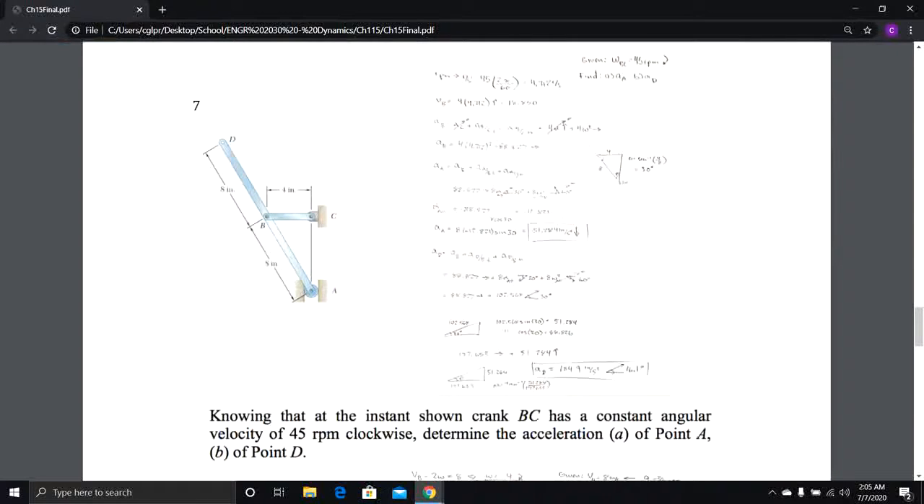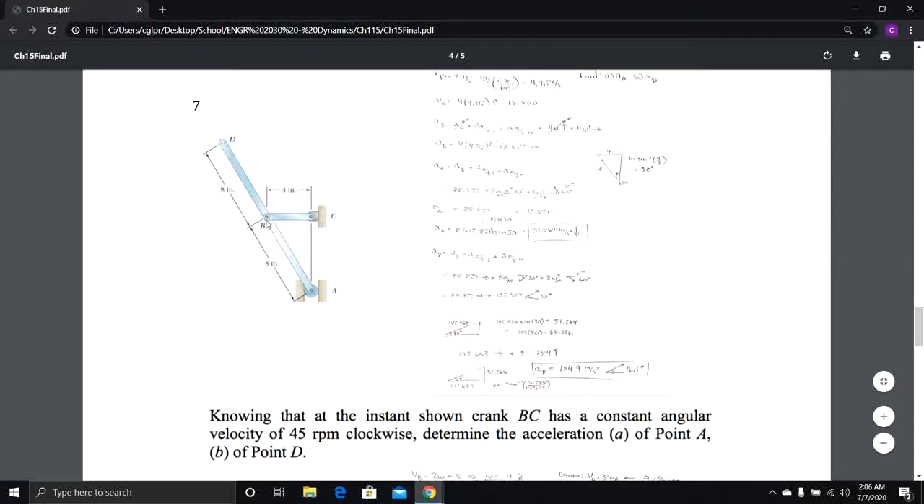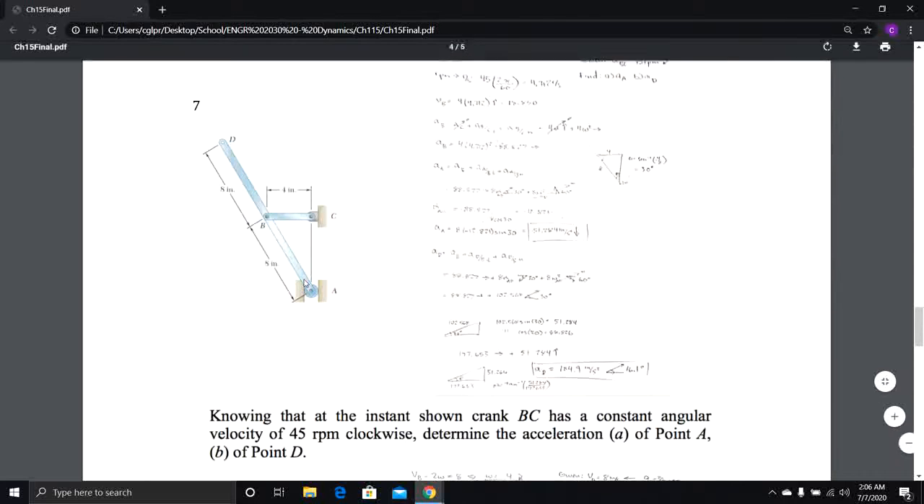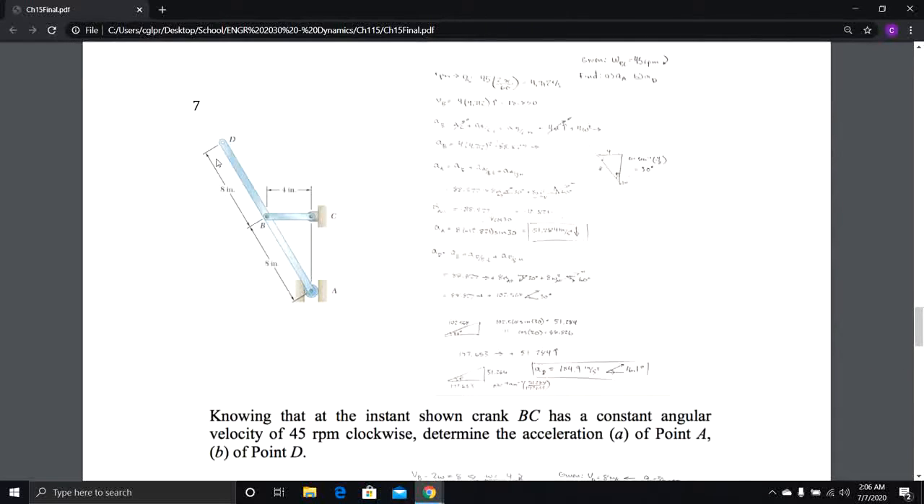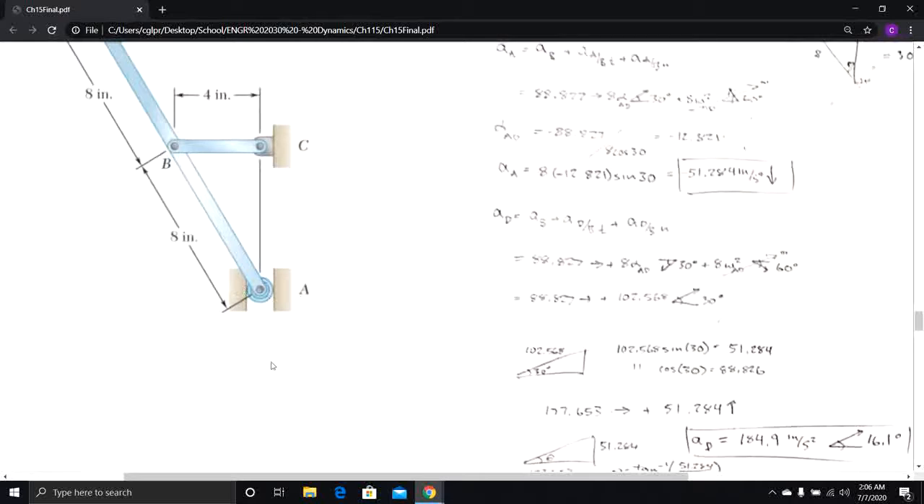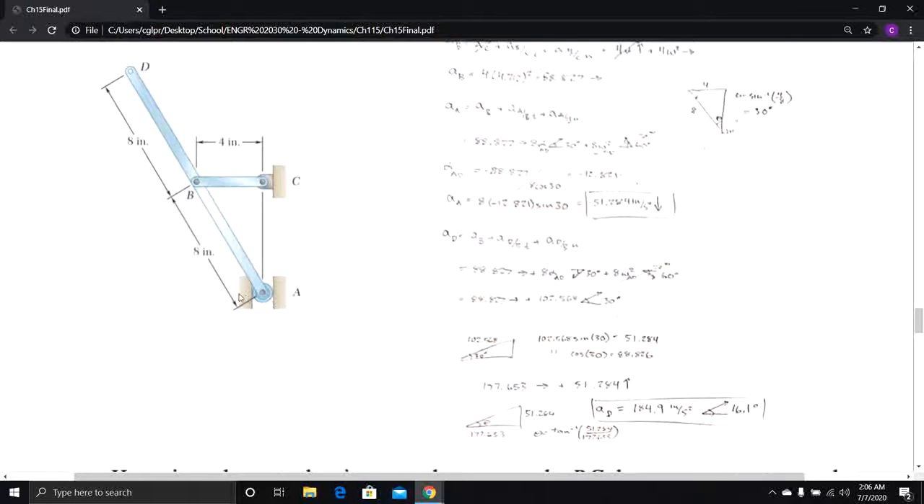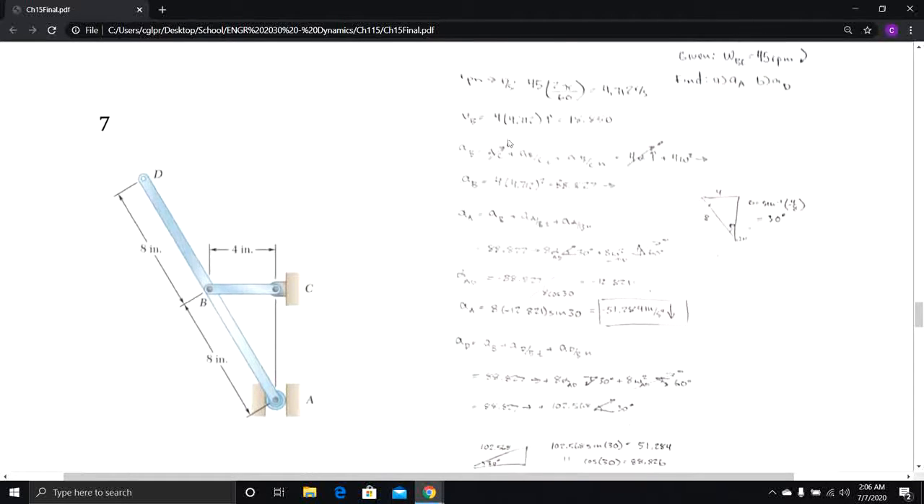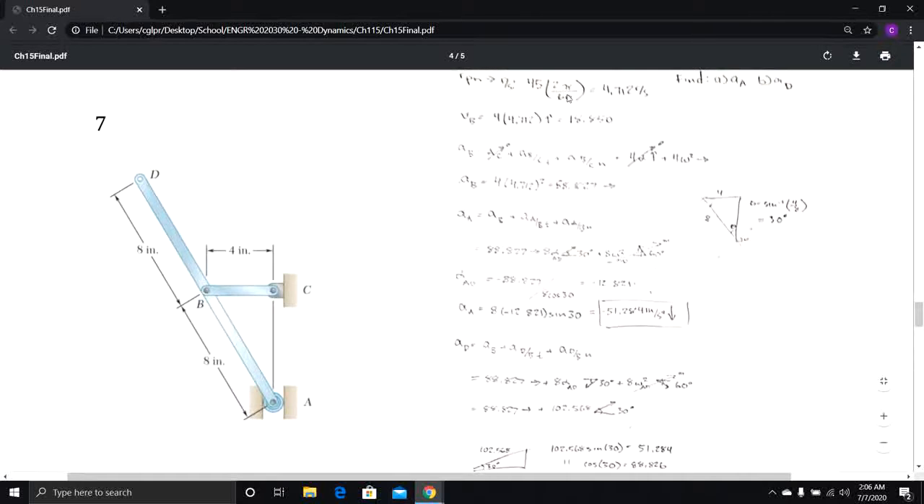Alright, and for question 7, we've got rod BC. It's rotating counterclockwise. I'm given the omega in RPMs. Asked to find the accelerations of points A and D. Accelerations are a little bit harder than velocities, but that's okay. You can see point A by looking at the picture. It's on a roller and it's confined to moving in the J direction. I want to convert RPMs to radians per second, which can be done pretty easily by multiplying by 2 pi over 60.